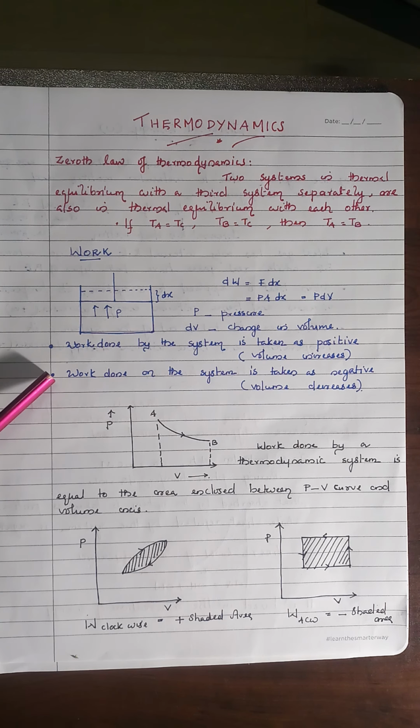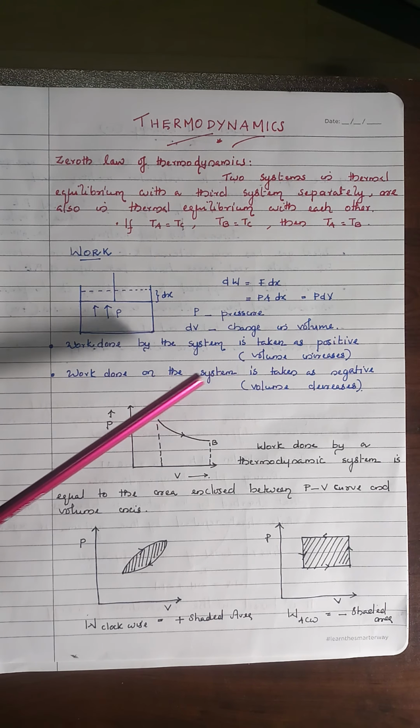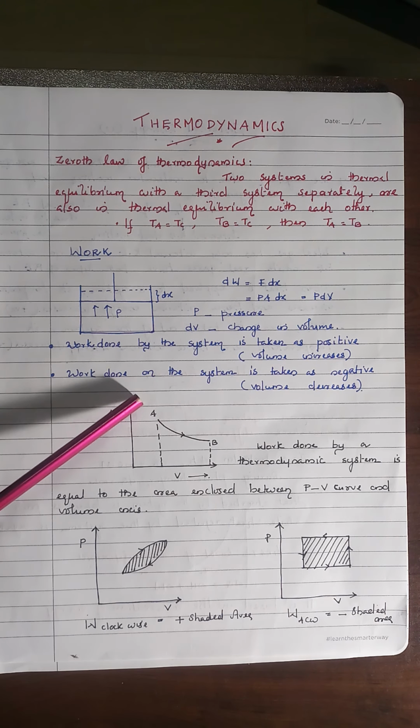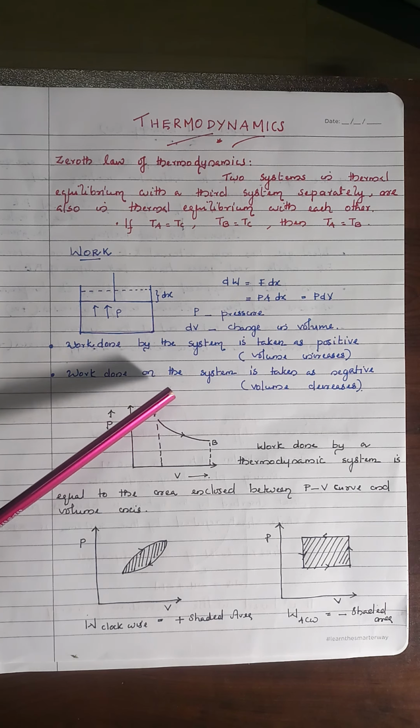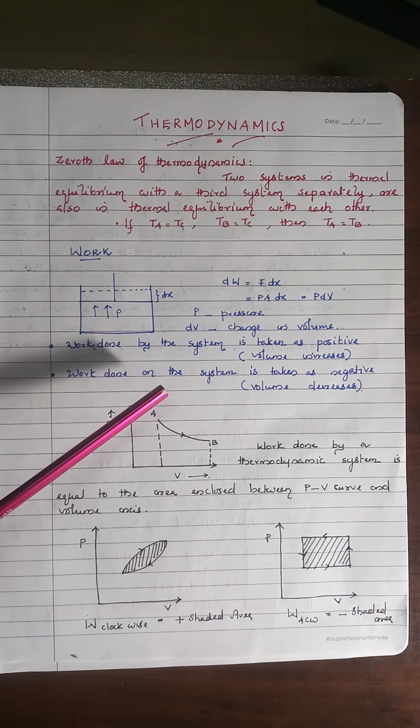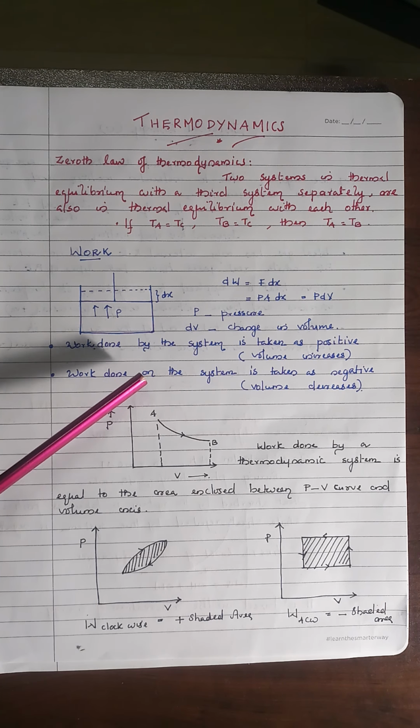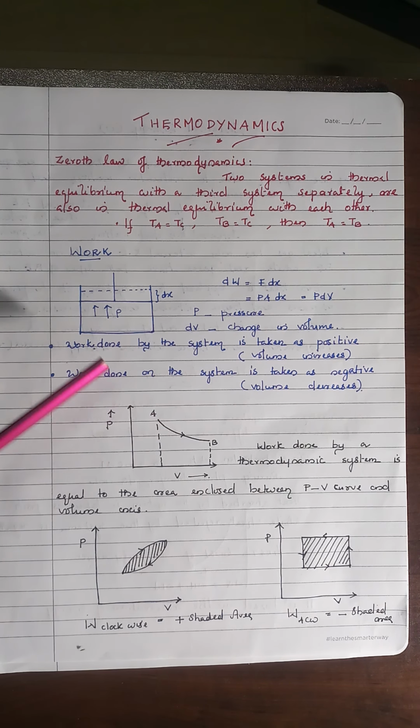Here the two sign conventions are very, very important. Work done by the system is taken as positive, that is, the work done by the gas inside. That means the corresponding volume should increase. The work done on the system is taken as negative. And keep in mind, while work is done on the system, its volume decreases. So, the two important sign conventions.